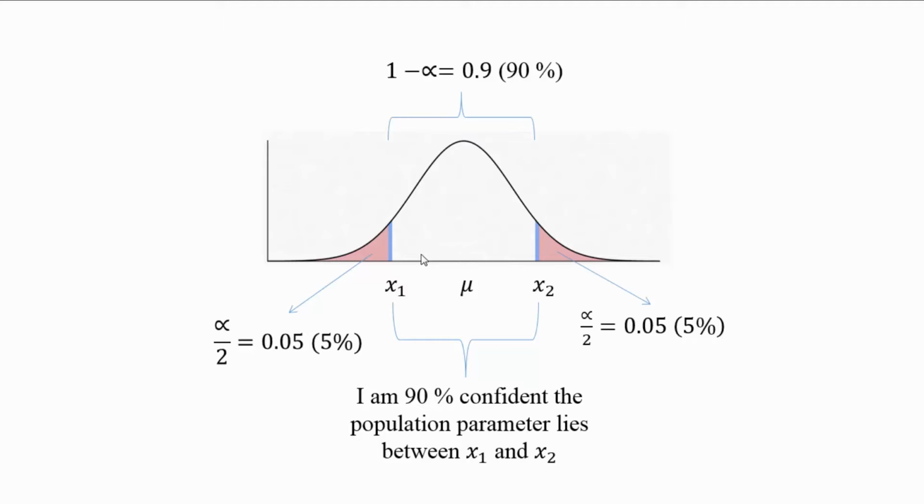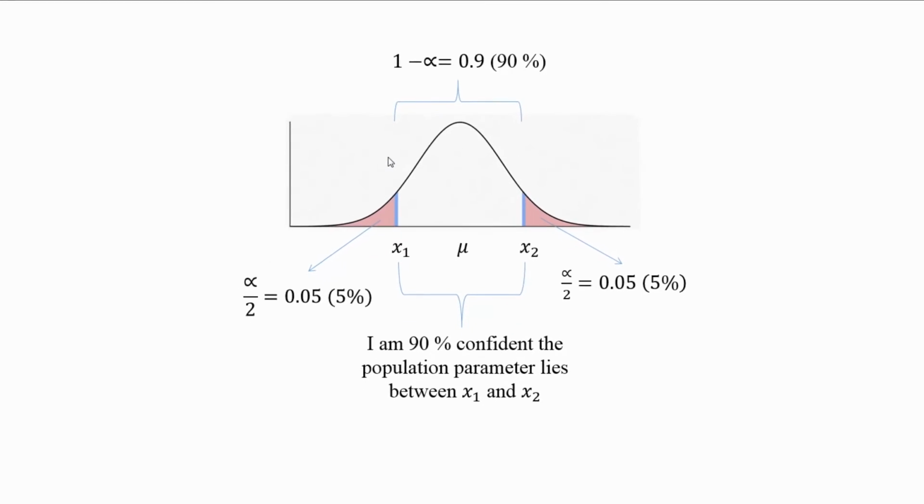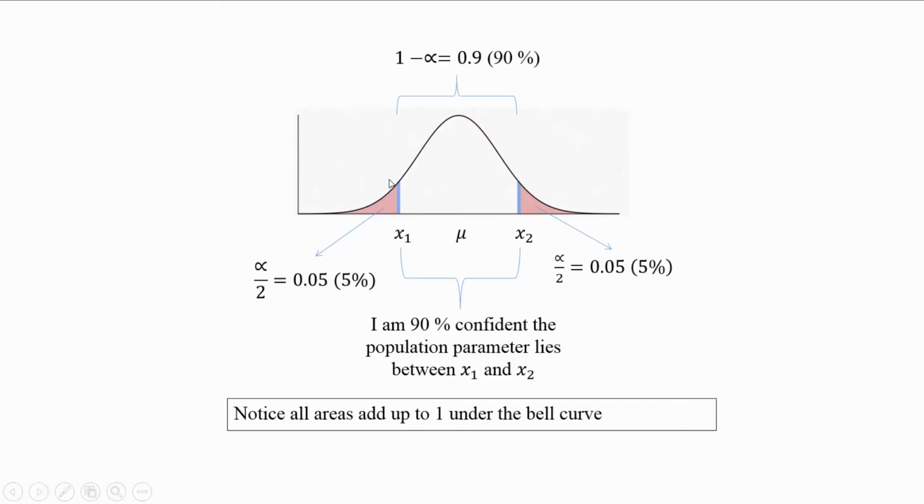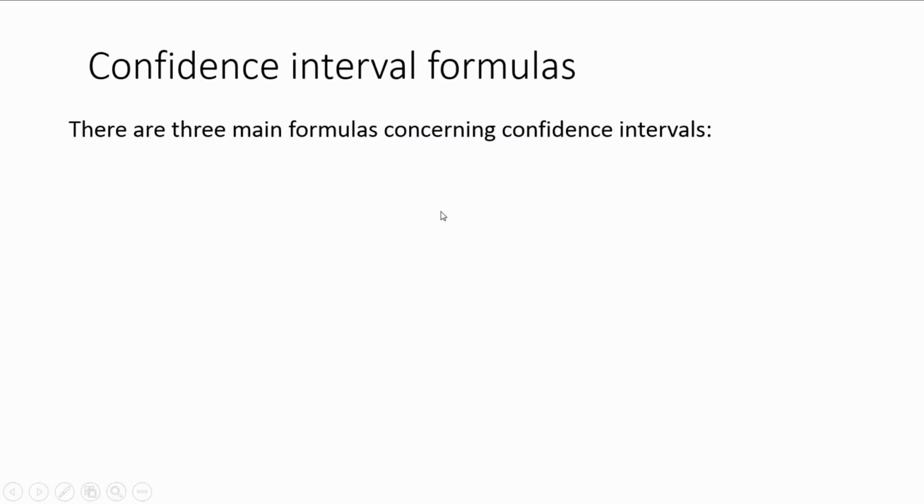If we sum all these areas up, guess what value it will come up to? Well, 5% plus 90% plus 5% gives us 100%. And again, it's just utilizing the fact that all areas under the curve must add up to 1, or if you sum up all probabilities, they must equal 100%.